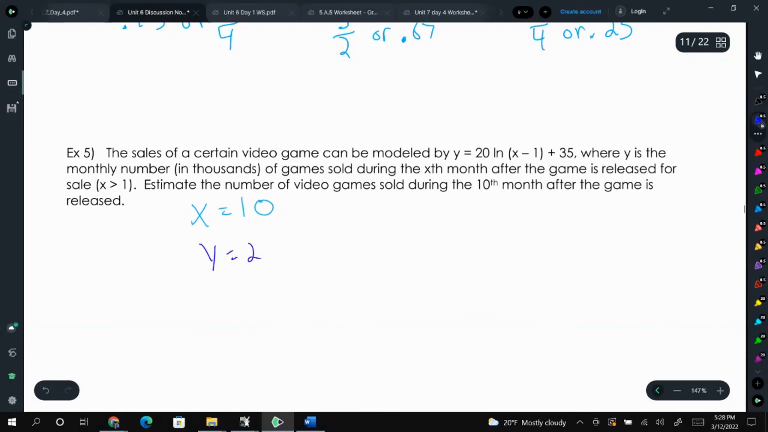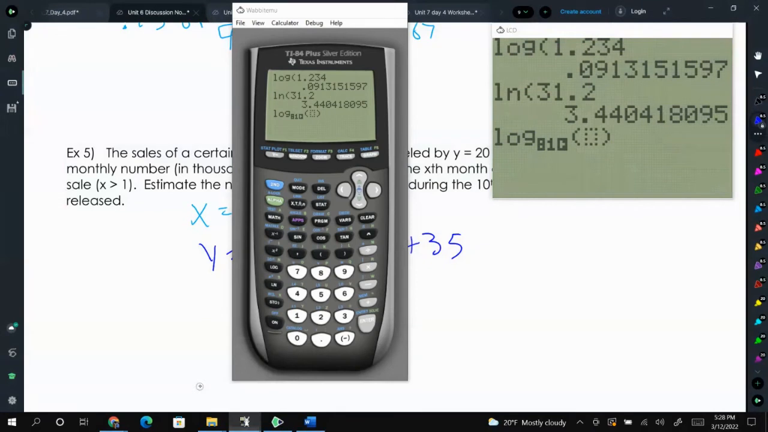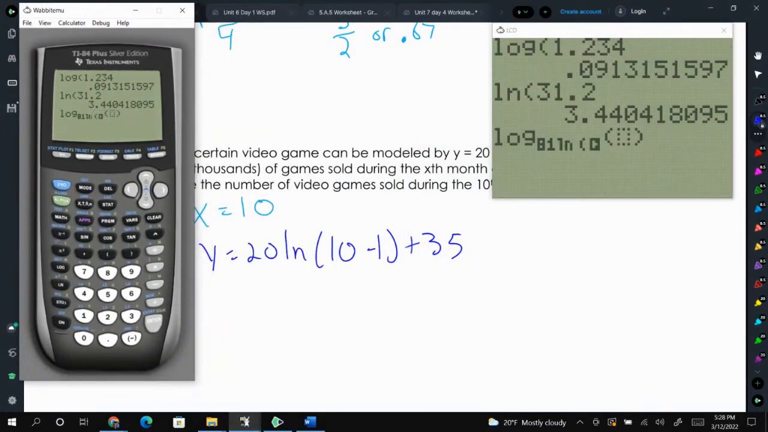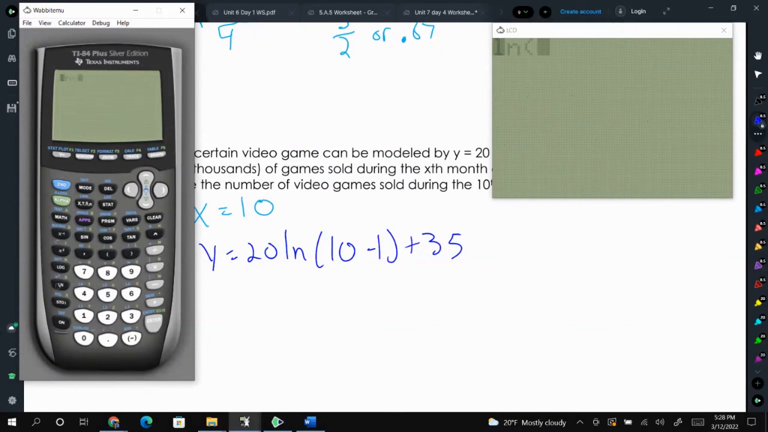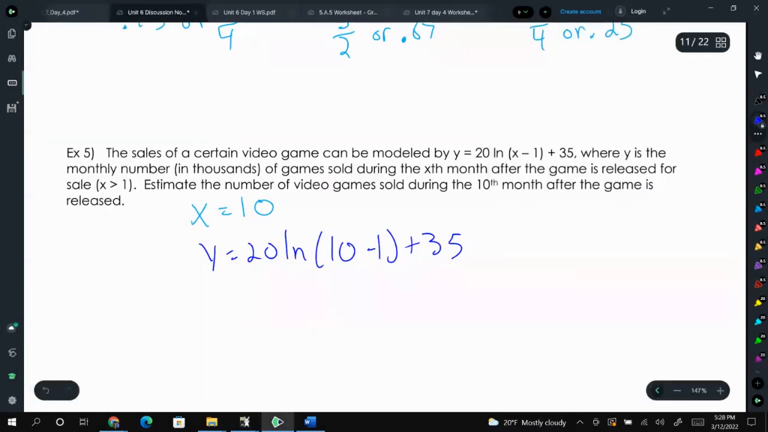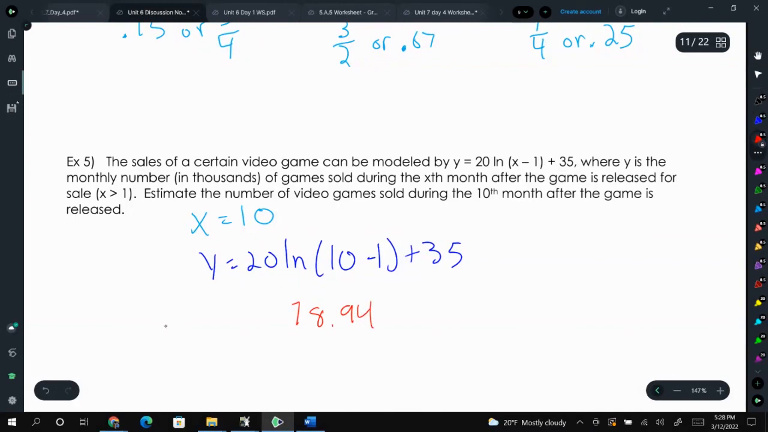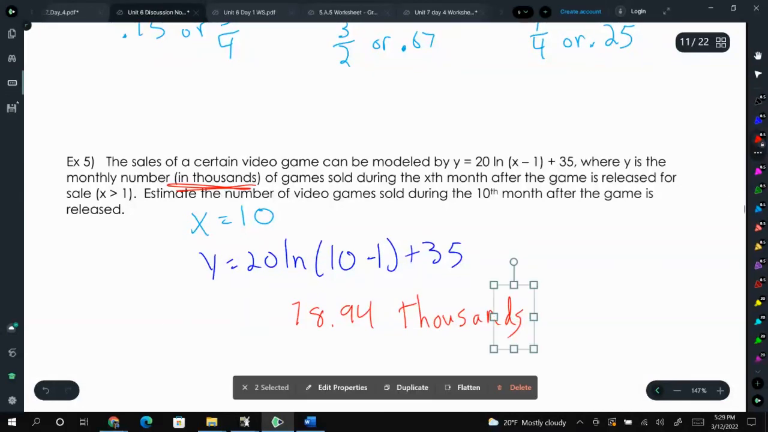So we're going to plug that in. 200 ln times 10 minus 1 plus 35. So we have the ln, let's clear all this stuff. ln of 20 is first, 20 times the ln of 10 minus 1, close the parentheses, plus 35, and we get 78.94. 78.94 thousands. That's our units right there of games.